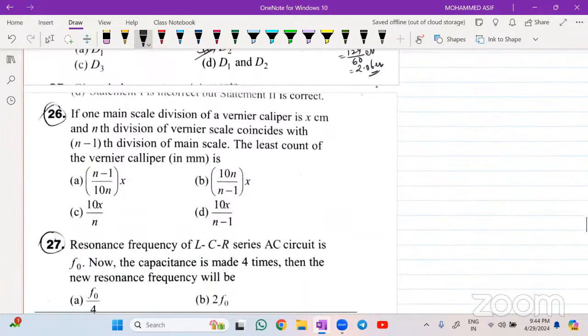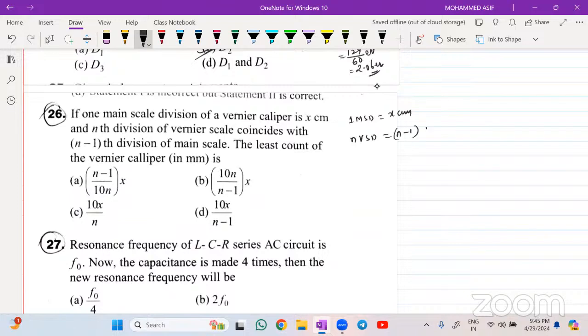Question number 26. If one main scale division on the vernier caliper is x centimeter, and nth division of the vernier scale coincides with n minus 1 division of the main scale. Okay. 1 MSD, 1 main scale division, is equal to x centimeters. I was telling that n vernier scale divisions is equal to n minus 1 into main scale divisions, isn't it? That means 1 vernier scale division is equal to n minus 1 divided by n into MSD. MSD is right now how much, beta? x.